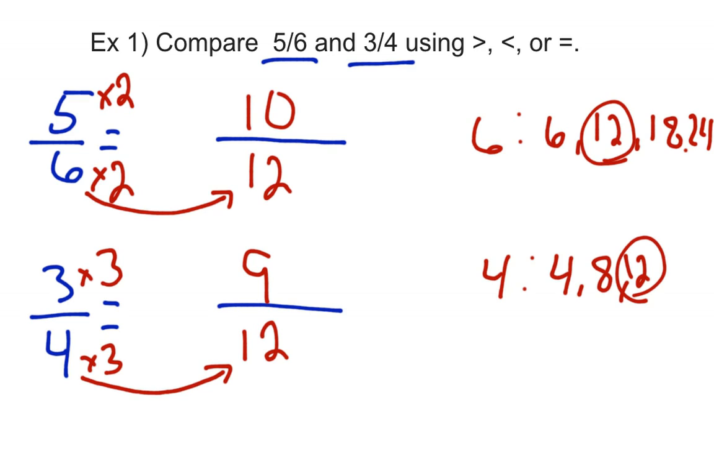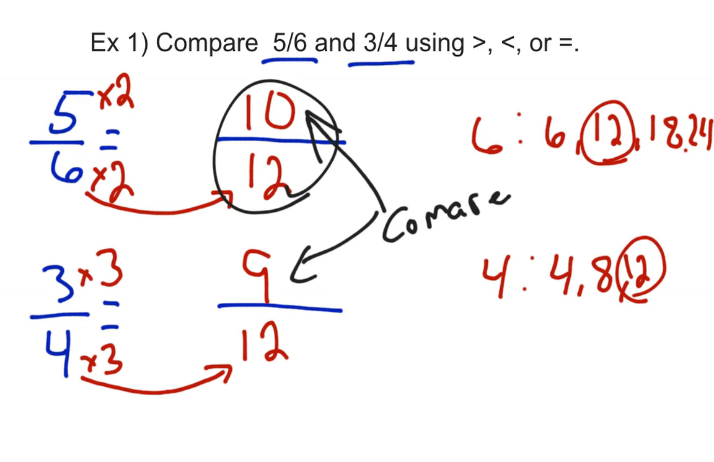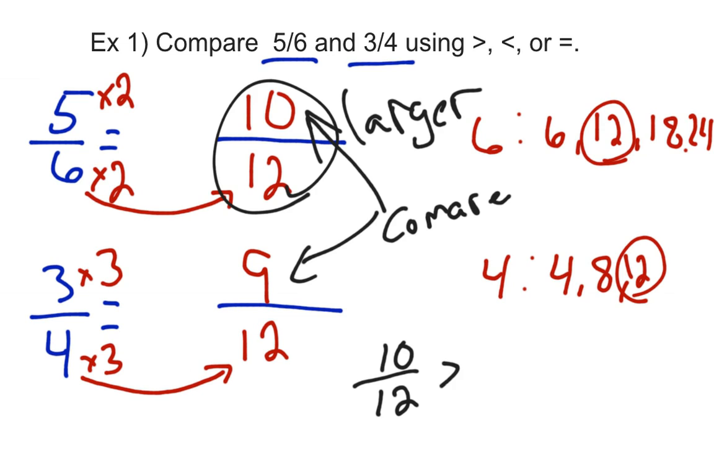Now that we have these new fractions with common denominators, we're just going to look at the numerators. We want to know which one has more. I'm comparing the 10 to the 9, and since the 10 is bigger than the 9, the 10/12 is going to be the larger fraction. So 10/12 is greater than 9/12.